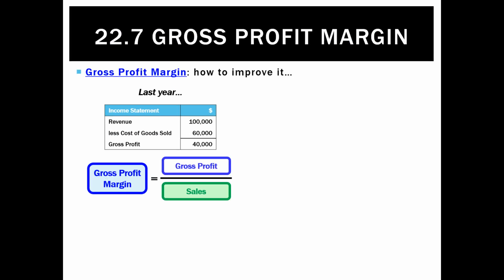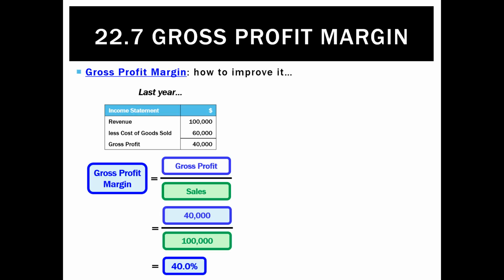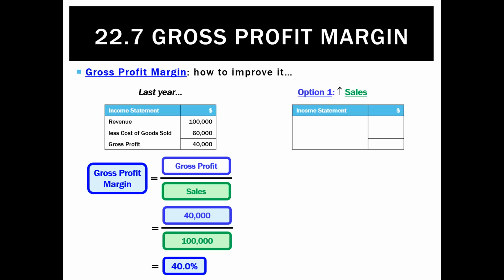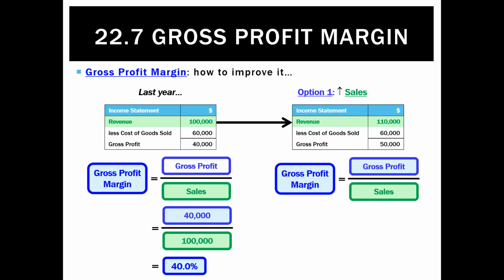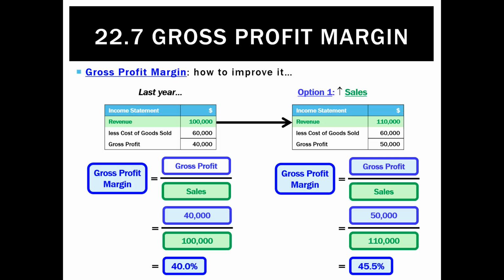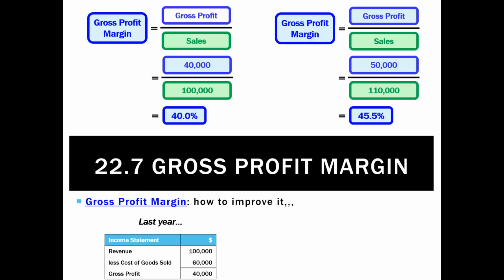How to improve it? If we get asked for strategies to improve it, well, looking at it mathematically, if it was a gross profit of 40,000 last year on sales of 100, that was 40%. The first way to improve it would be to make sales go up. So we could increase revenue from 100 to 110. We might sell the exact same number of goods, which was 60,000, but our gross profit will subsequently go up to 50. Now, if we rearrange the numbers, we'll end up with a gross profit of 50 divided by 110. That actually made our gross profit go up to 45.5%, and all we did was increase sales.